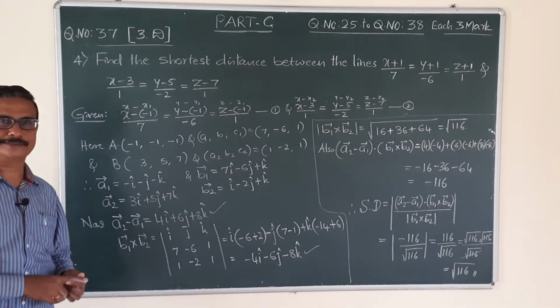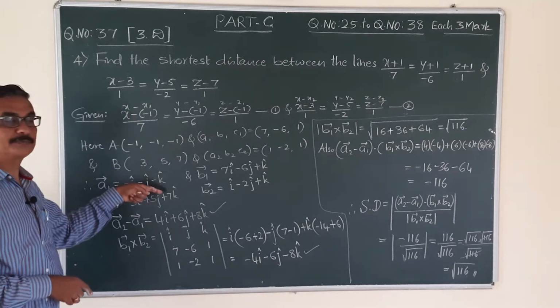Important sum, 3 marks. Okay, when the Cartesian formula is given, you should solve this type.